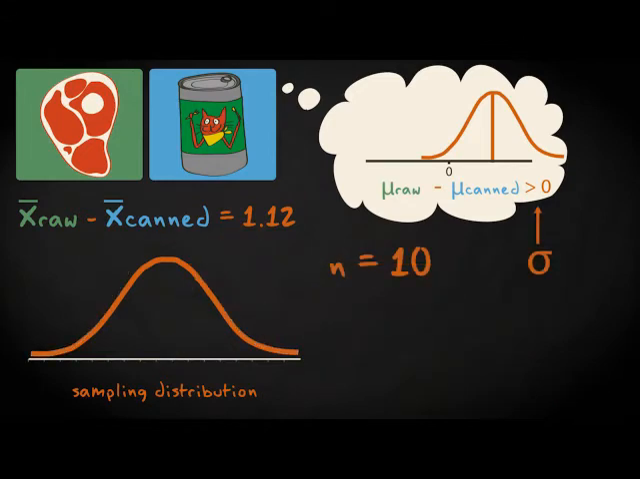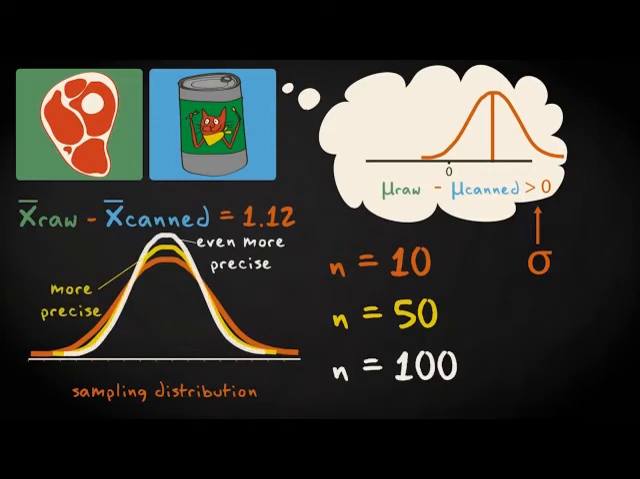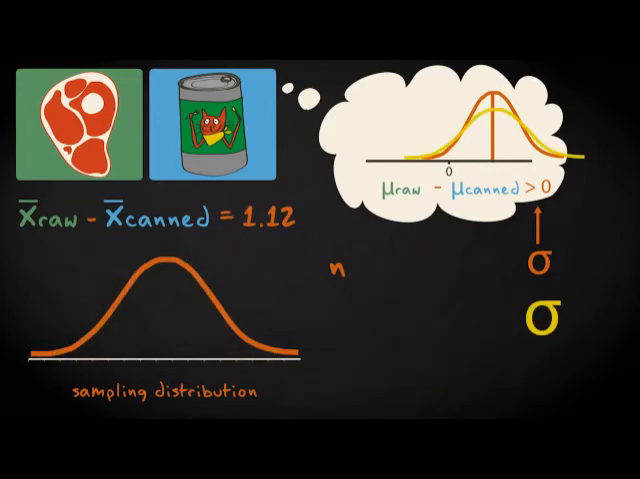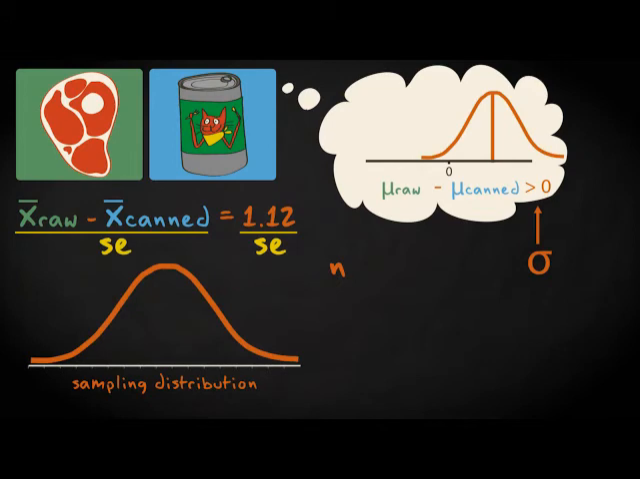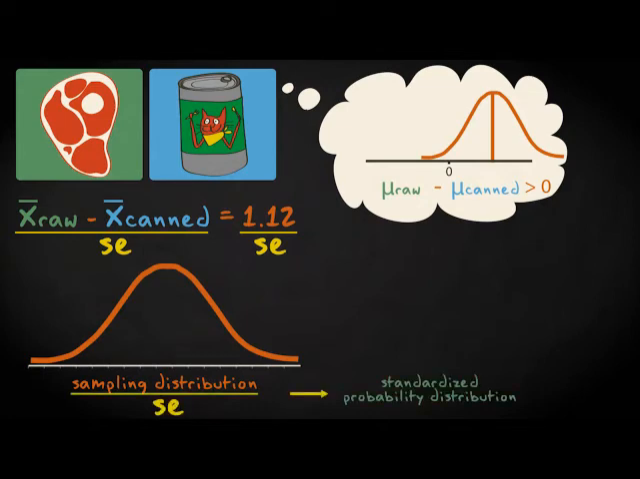The shape is also affected by the sample size and variation in the population, which influences the precision of the sample statistic. Bigger samples provide more precise estimates of the population parameters. Large variation in the population results in less precise estimates, so a wider sampling distribution. By dividing the sample statistic by the standard error, we correct for variation in sample size. The sampling distribution for our particular sample is turned into a standardized probability distribution. Now we know the shape and the scale of the probability distribution.